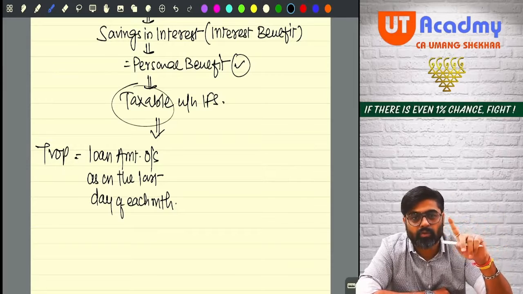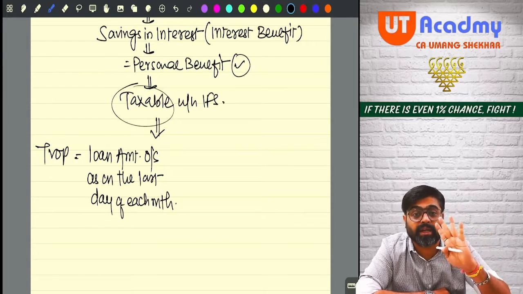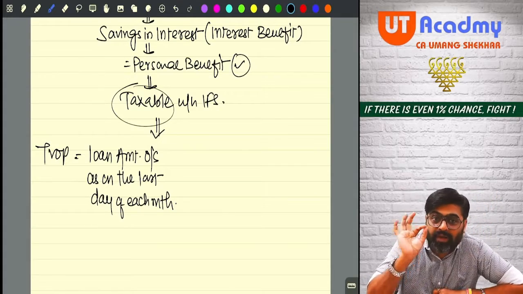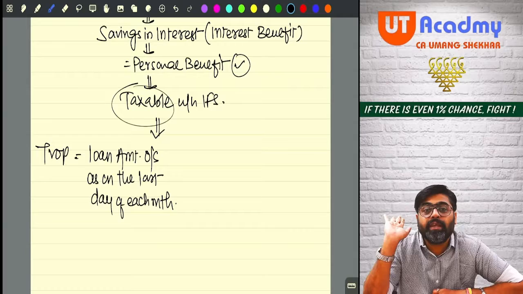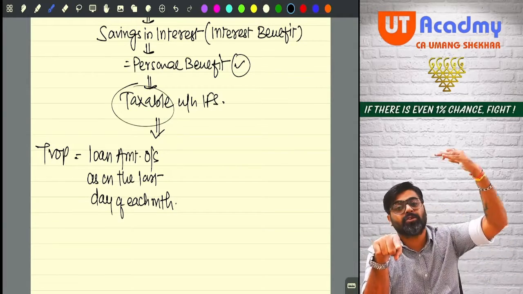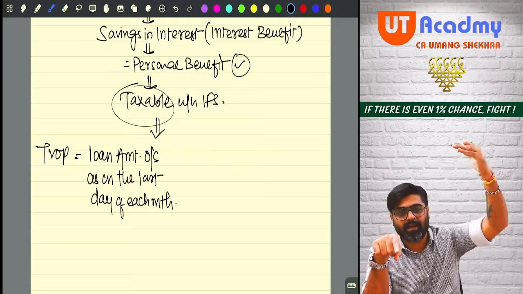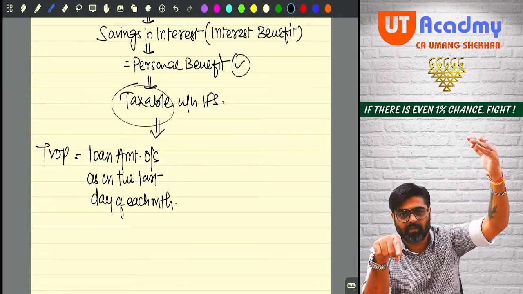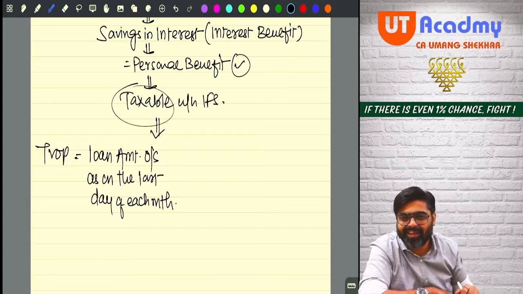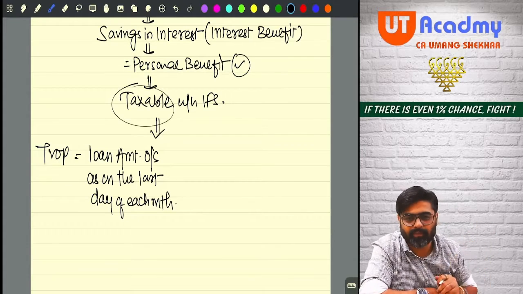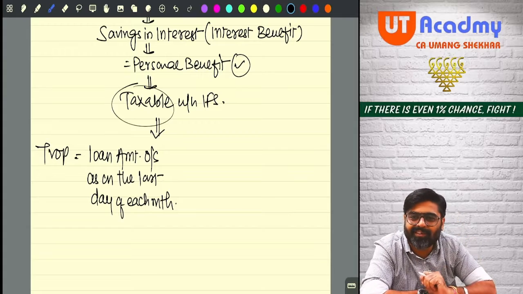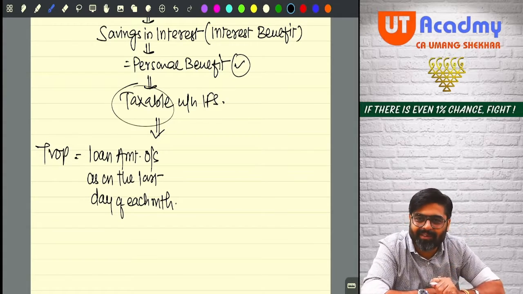Getting my point? So we have to check the loan amount outstanding, the loan which you have taken from the employer. Out of that loan, how much loan is outstanding as on the last day of each month of the previous year. On this loan, how much interest you should have given to the bank, reasonable interest, minus how much interest you are actually giving to the employer. The difference will be your interest savings only, no? Interest benefit only, no? That will be taxable.